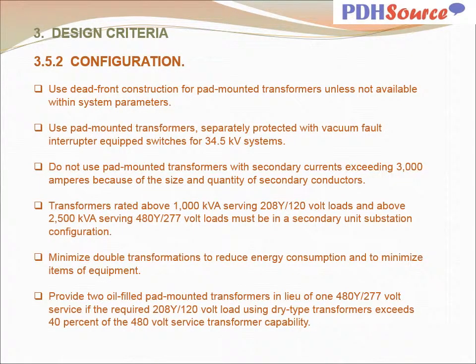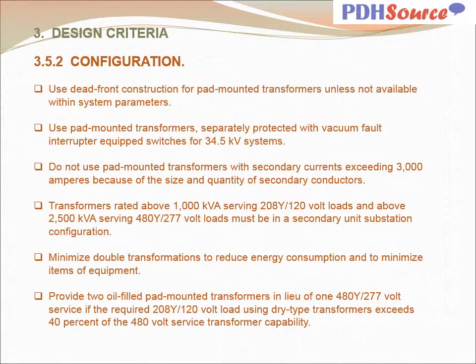Use dead front construction for pad-mounted transformers unless not available within system parameters. Use pad-mounted transformers separately protected with vacuum fault interrupter equipped switches for 34.5 kV systems. Do not use pad-mounted transformers with secondary currents exceeding 3000 amps because of the size and quantity of secondary conductors. Transformers rated above 1000 kVA serving 208Y/120 volt loads and above 2500 kVA serving 480Y/277 volt loads must be in a secondary unit substation configuration.